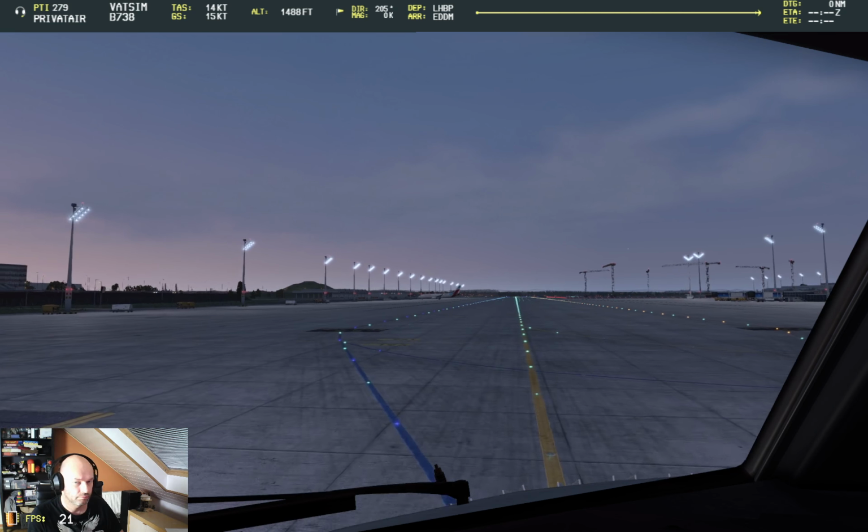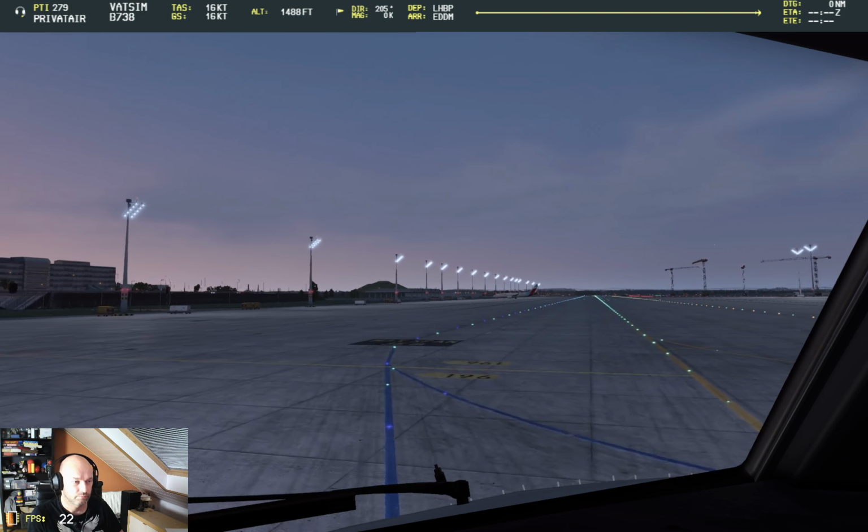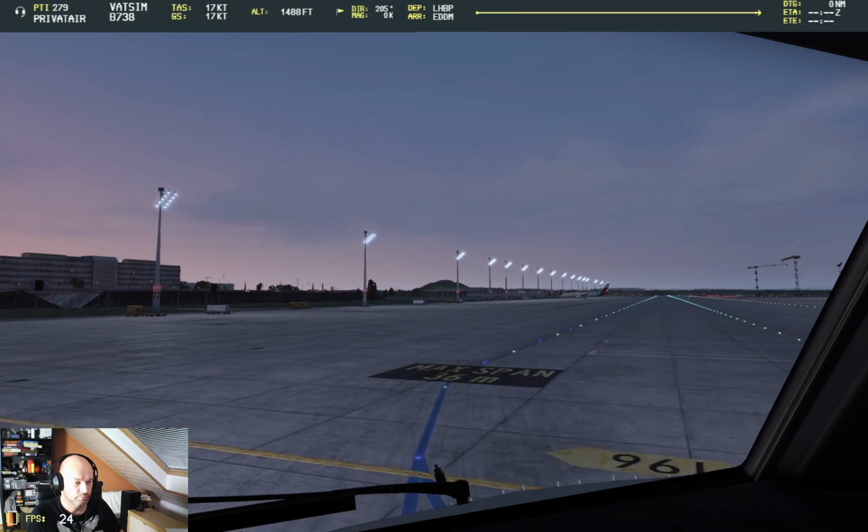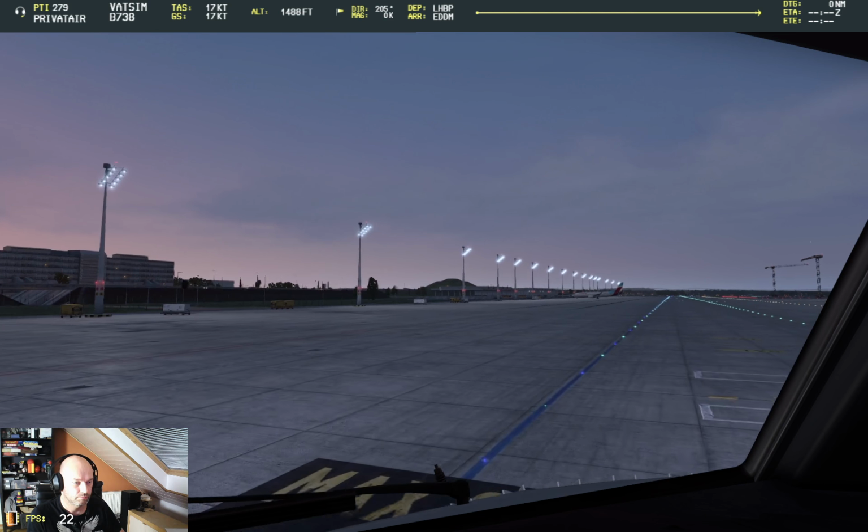Lufthansa 425, are you ready to copy clearance? I'm ready to copy clearance. Lufthansa 425.